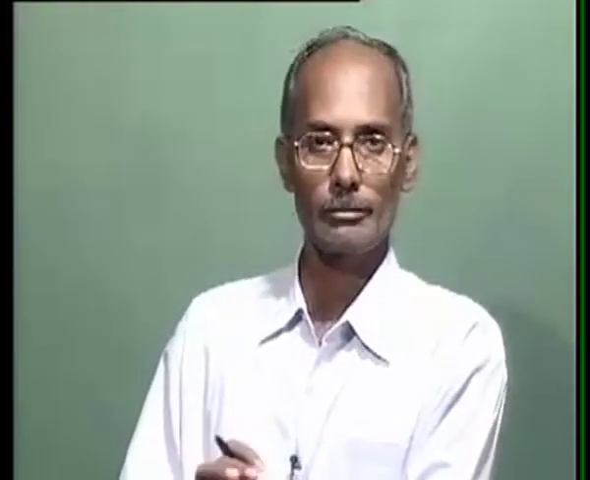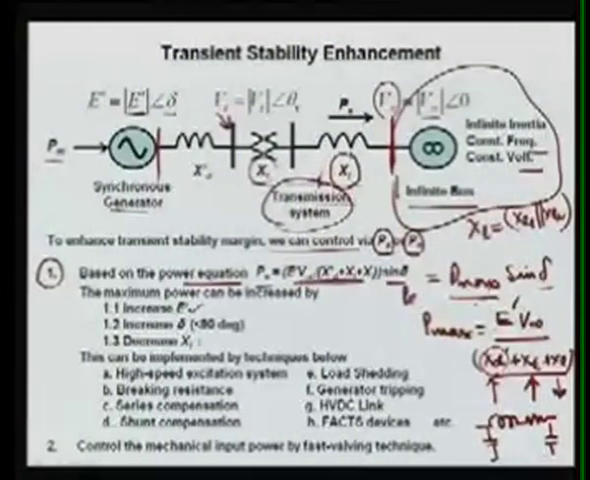This is a physical parameter, but the effective value can change. Suppose we put a capacitor here, then what will happen? This X is compensated with the negative reactance of the capacitance, so we can reduce this XL by using some extra apparatus, extra device, or extra element in the system. So how can we do this? This can be implemented by the techniques below.